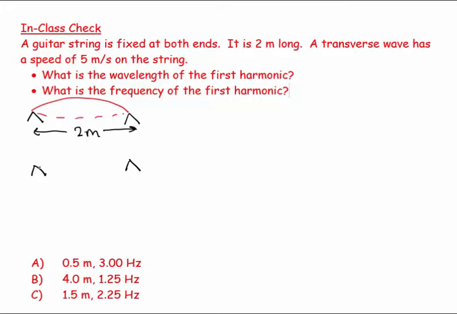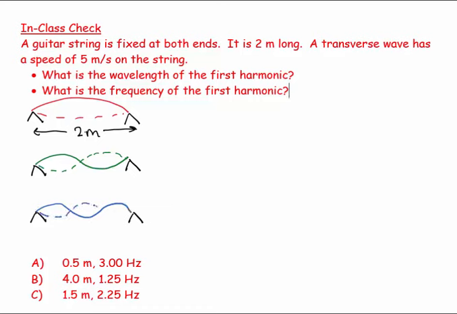And you see, the rule is that if it's fixed at both ends, there's got to be a node at each end. And provided that I stick with that geometry, there's a whole family of allowed solutions. And these are the harmonics. So I'm drawing the family of harmonics here.